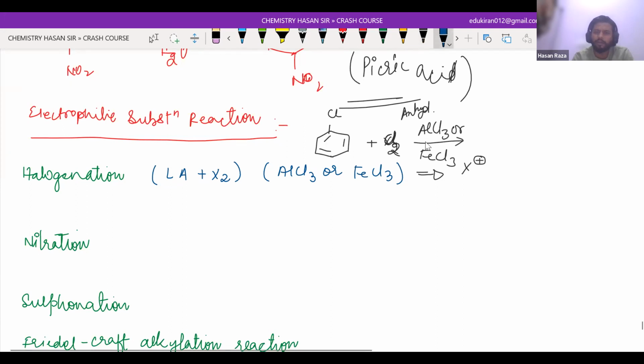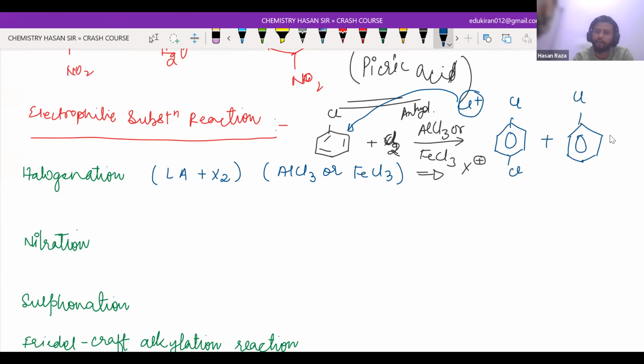Then what will happen? There will be generation of Cl plus, and this Cl plus will attack either on ortho or on para. With respect to the chlorine that is already attached, you need to add the electrophile at ortho and para. Since there will be steric hindrance, para will be your major product and ortho will be your minor. Is that clear?